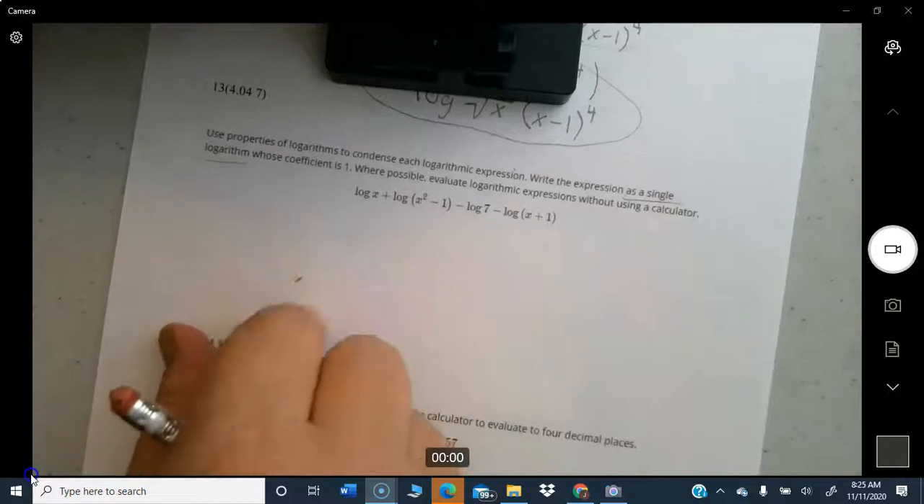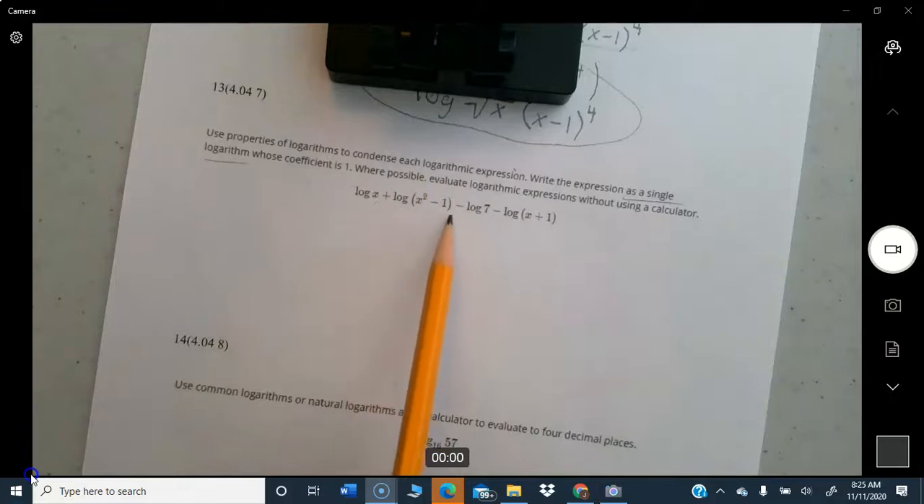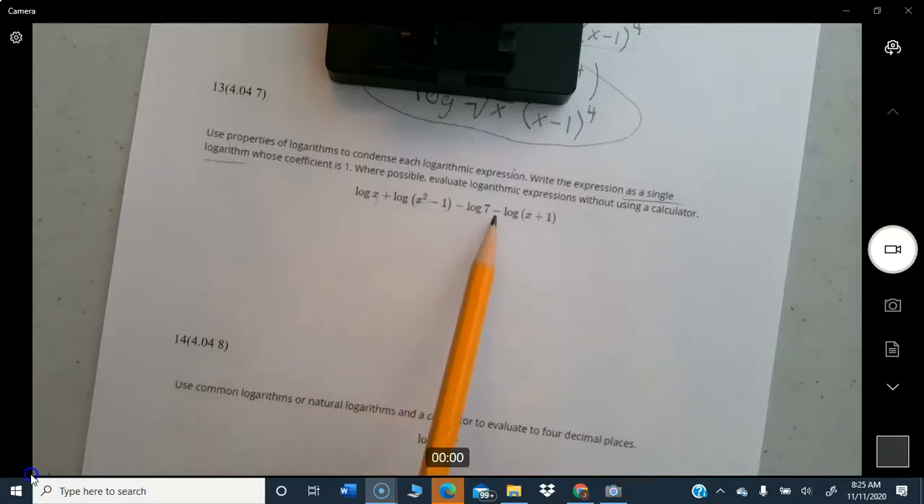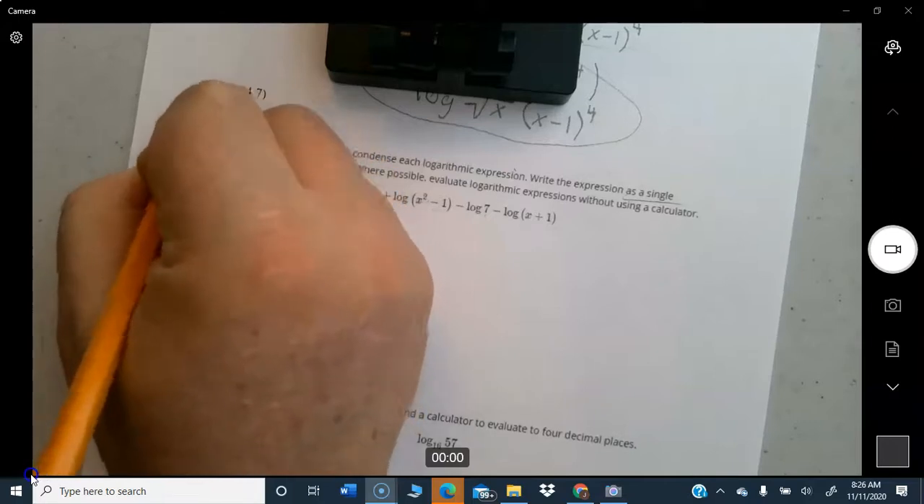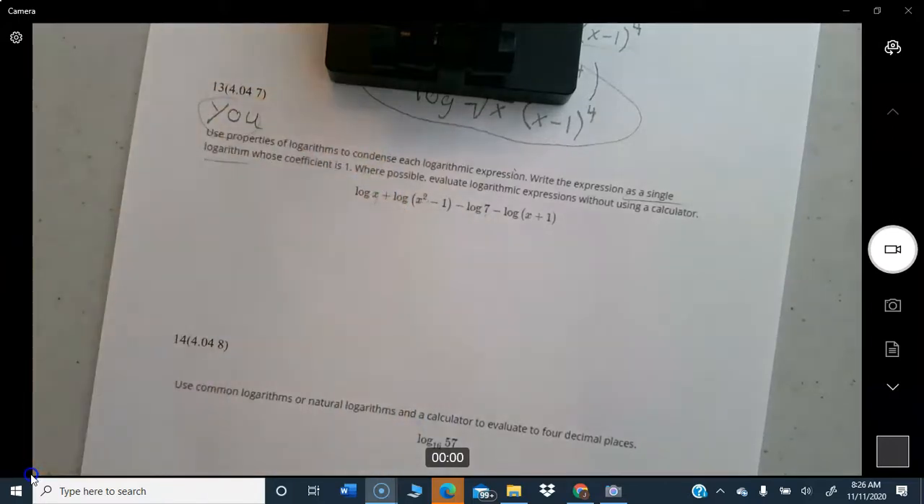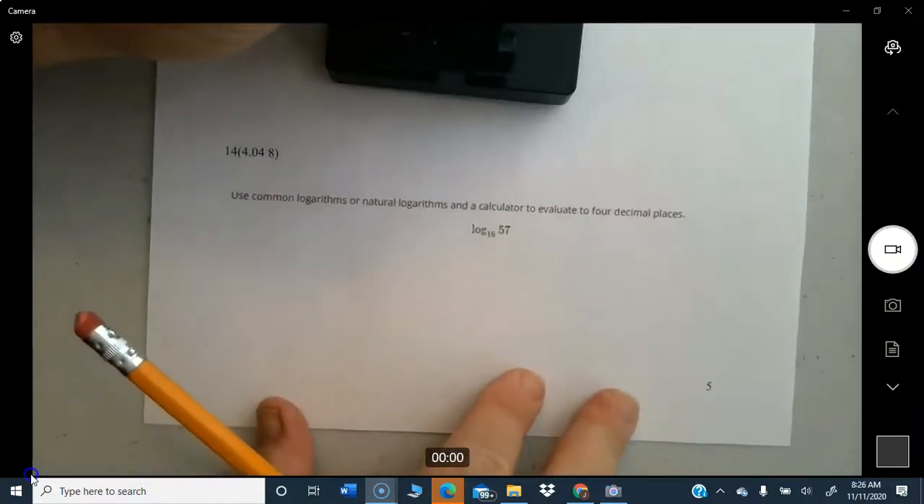Okay, number 7, you got a log plus a log of this minus a log minus a log. So these are going to be multiplications, and then it's going to be divided by this in the denominator. That's going to go in the denominator, and that's going to go in the denominator. So this is the other u problem. Okay, so it was number 7, I think it was, or 8. Anyway, I wrote u next to it. So you're going to do this problem by yourself. I'm not going to show you this one. All right, and I'm going to leave this one for you to do.